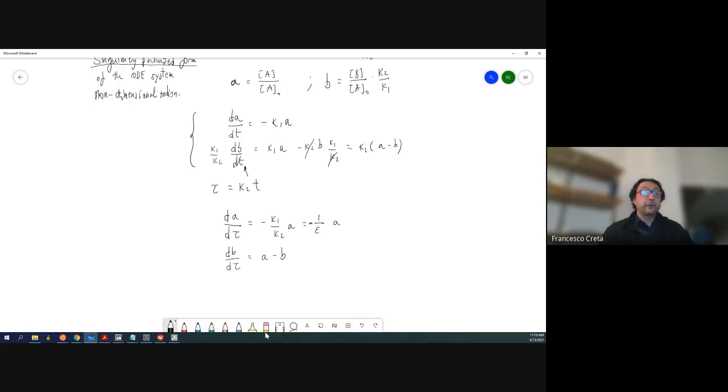So we didn't do anything to the system, other than using these non-dimensionalization rules to rewrite the system. So it's the same system in this particular form, where now epsilon is K2 over K1. Remember that we said that K1 is much bigger than K2.